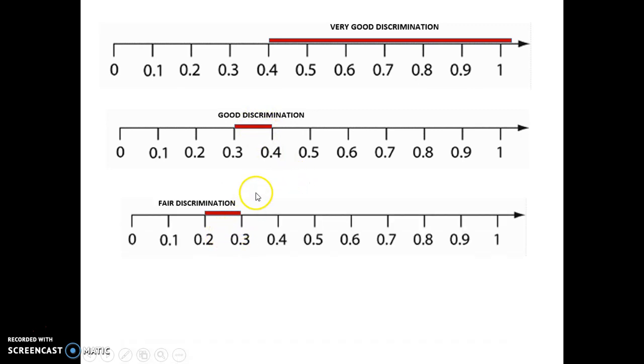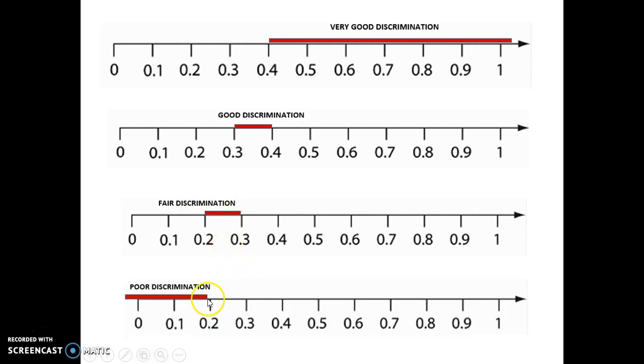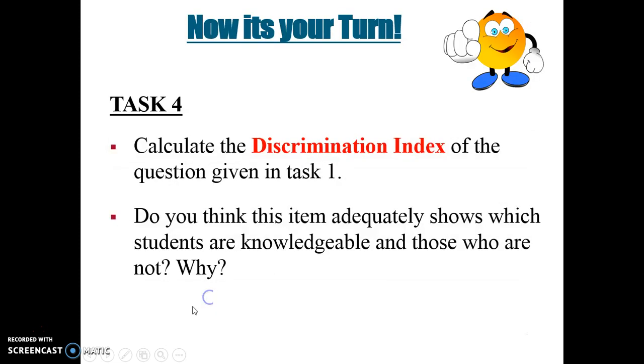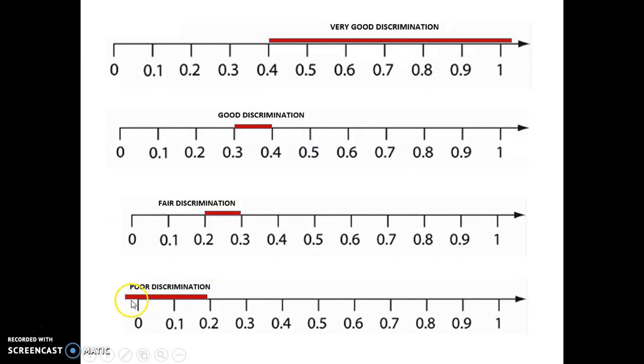If the scores fall between 0.29, right at this point, to 0.2, we are going down towards 0, then you have an average discrimination, or fair. But below 0.19, from this point to 0 downwards, then you have poor discrimination, meaning the item does not adequately tell you who are your high performers and who are your low performers. So it's not discriminating.